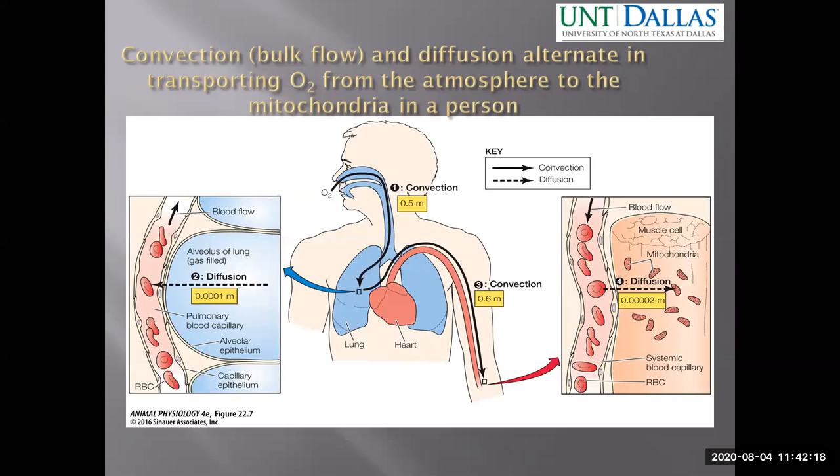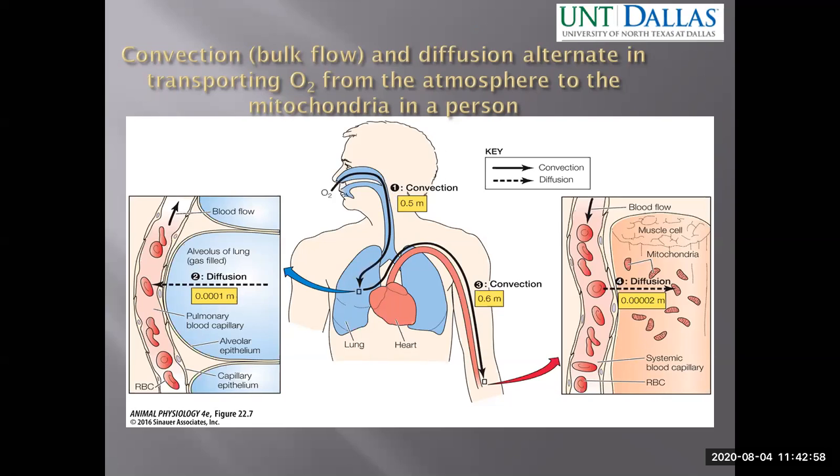So moving on to the gas transport in animals, that often occurs via alternating convection and diffusion. So convection and diffusion are two kinds of transport of gases. Convection is also called the bulk flow. So convection, which is also called the bulk flow, and diffusion alternate in transporting oxygen from the atmosphere to the mitochondrion in a person.